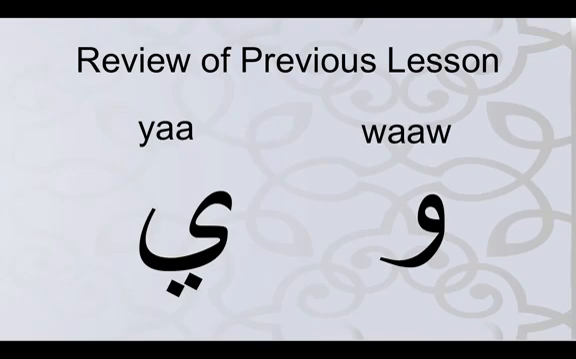And this vowel, the letter wa, makes the oo sound, the long oo sound. In the vowel sound, it's oo.